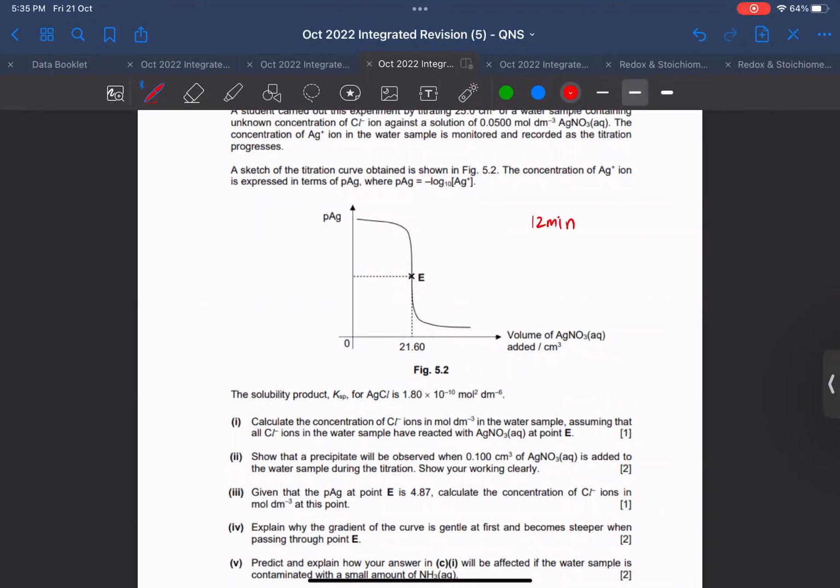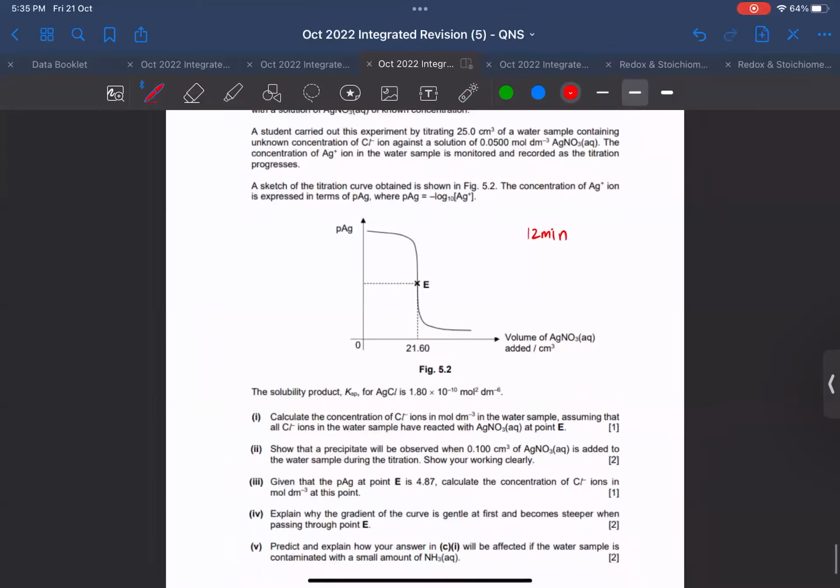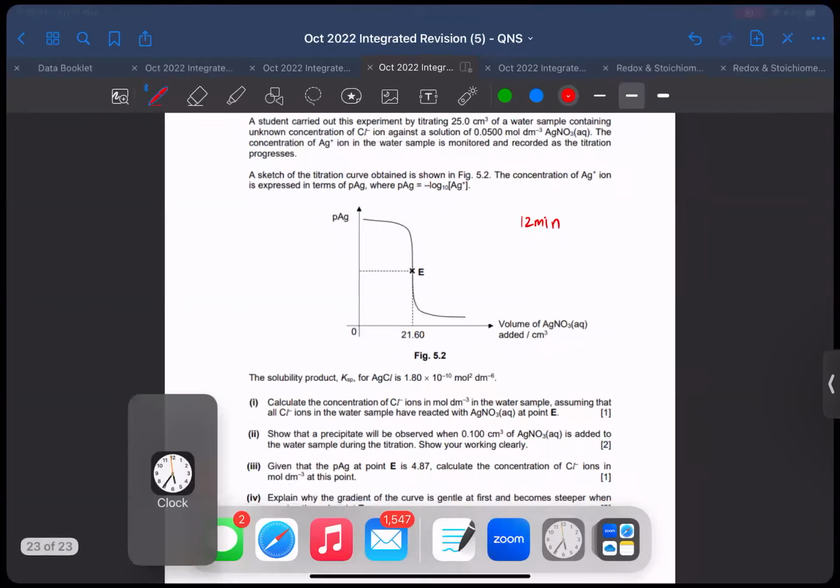I think this is a very well set question. It's not very easy also, so I'll give you guys a bit more time to think about this. Take your time to do the parts in this question because I think it is worth it. So 12 minutes, we shall start now.